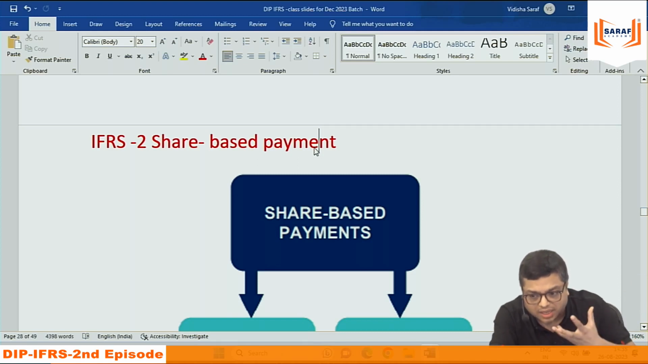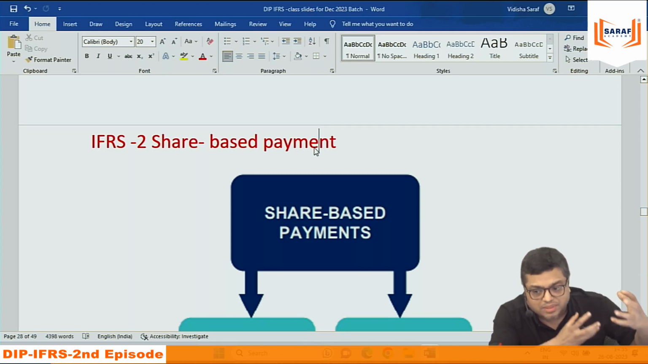Because the shareholders are the owners of the company. To give them the feeling that they are not employees, they are the company owners, for that reason we are giving them the shares.